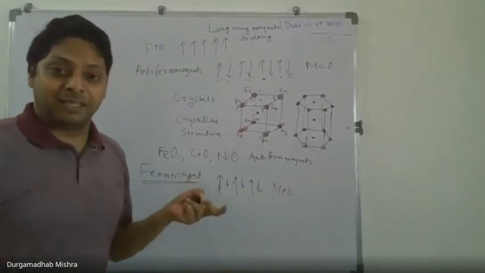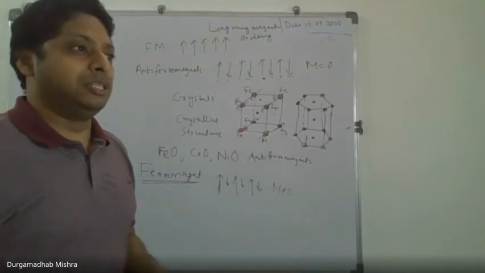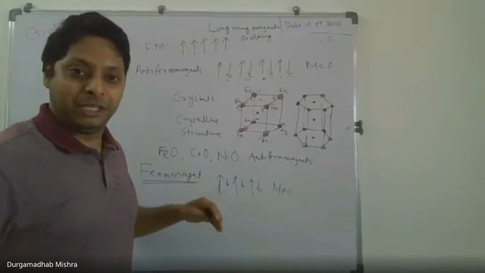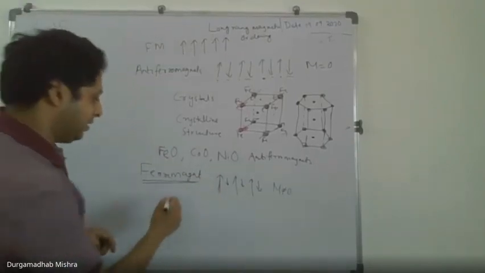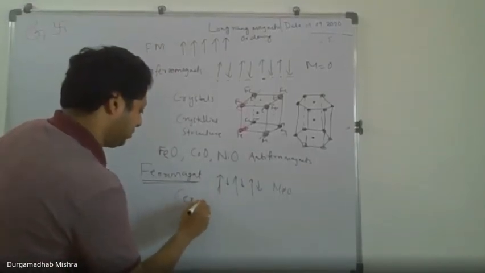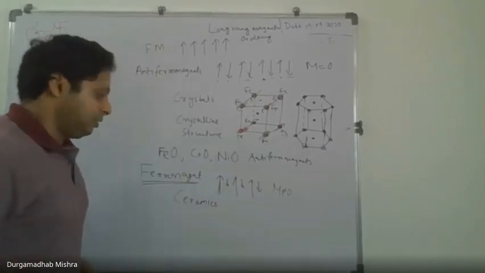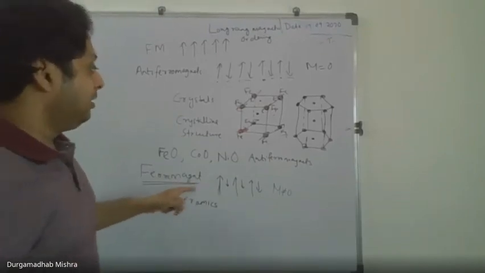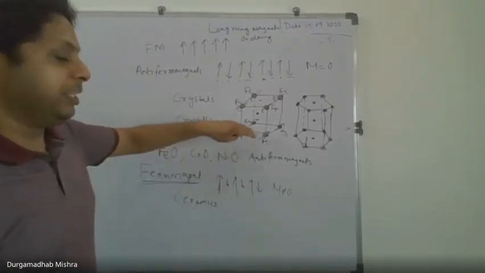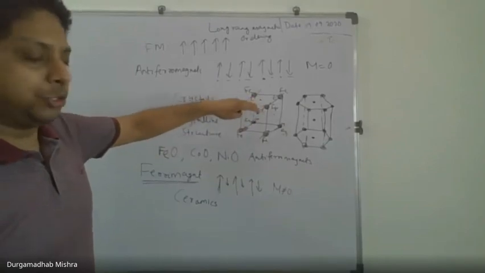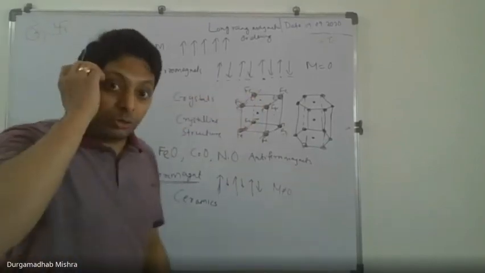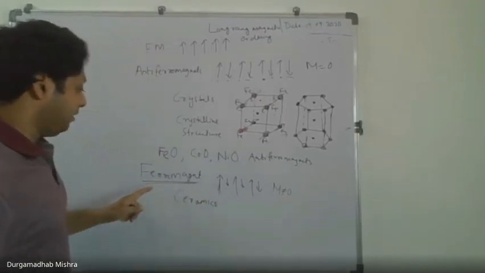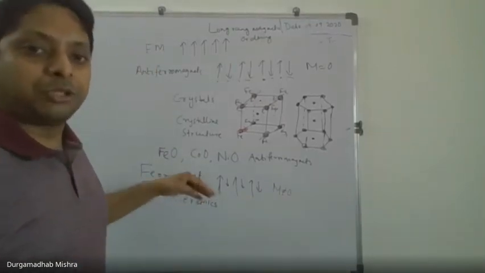And these ferrimagnets, you will see in industries, have a lot of applications because they are like ceramics. So we will talk about some ferrimagnets. Again, the structure will be something like this. It is related to the crystal structure, but we will not go into the detail.